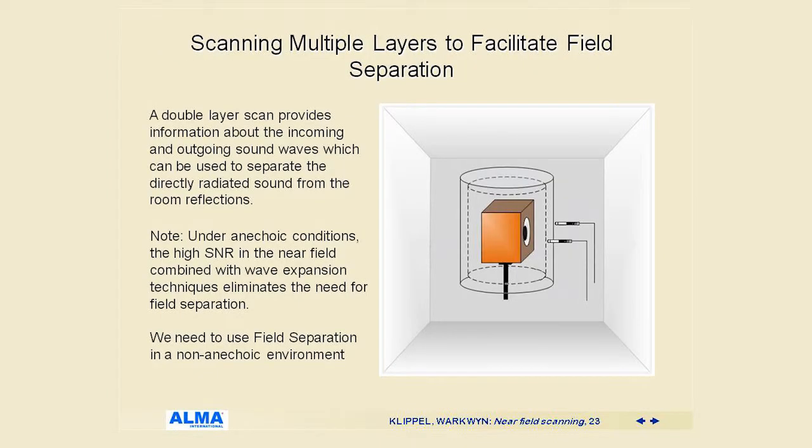We can go one step further. We can ask, can we scan multiple layers to facilitate field separation? The double layer scan provides information about the incoming and outgoing waves, which can be used to separate the direct sound from the room reflections. Under anechoic conditions, the high signal-noise ratio in the near field combined with wave expansion techniques eliminates the need for field separation. In other words, we need to use field separation in a non-anechoic environment.